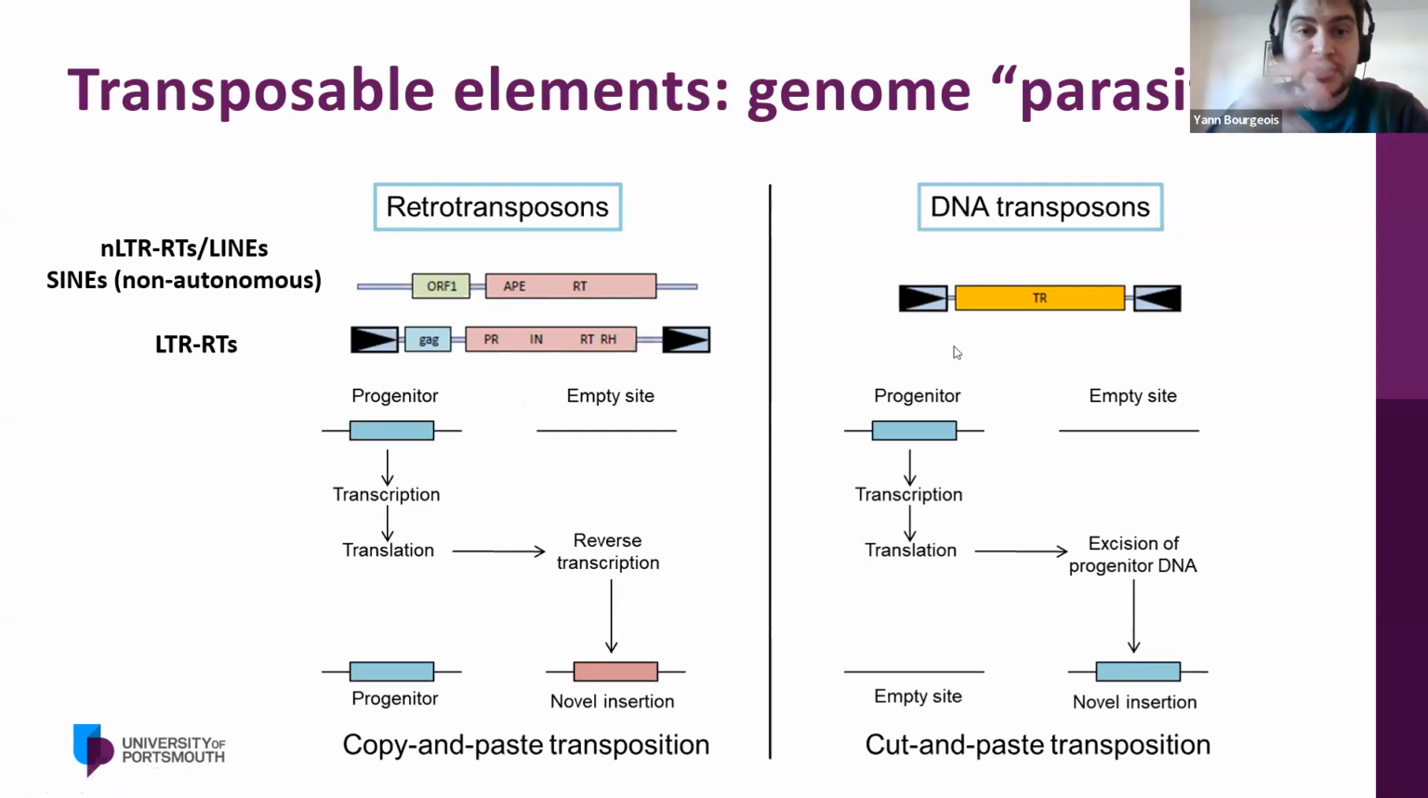Those ones use a cut and paste mechanism. So you have a progenitor, which is going to be transcribed, translated. So the translation will lead to the production of a transposase that will excise the progenitor and remove it. So in the end, you have an empty site, and this progenitor is going to be inserted somewhere else in the genome. So to keep it short, you basically have retrotransposons, which behave following a copy and paste transposition mechanism, and you have DNA transposons, which behave as cut and paste.